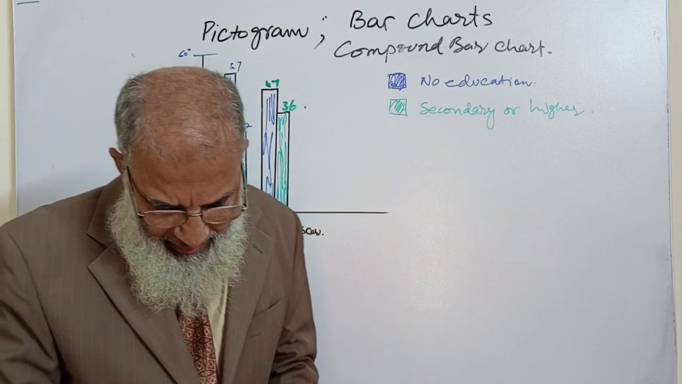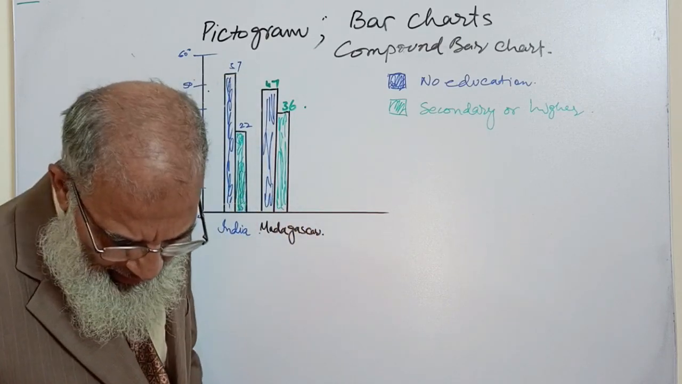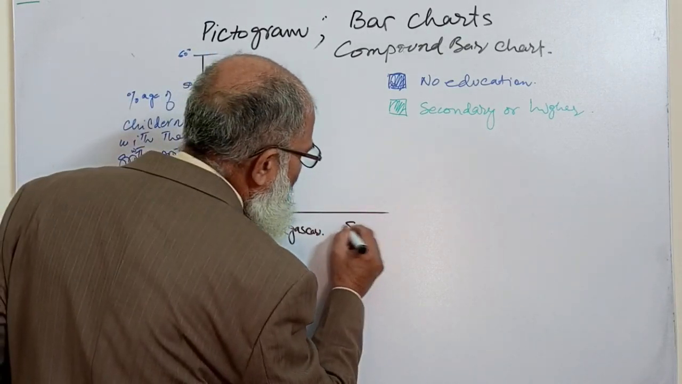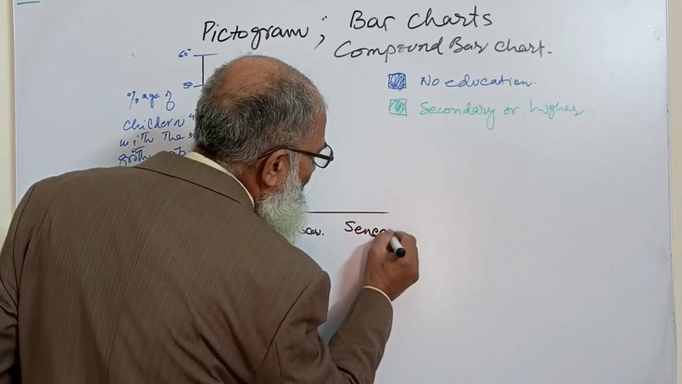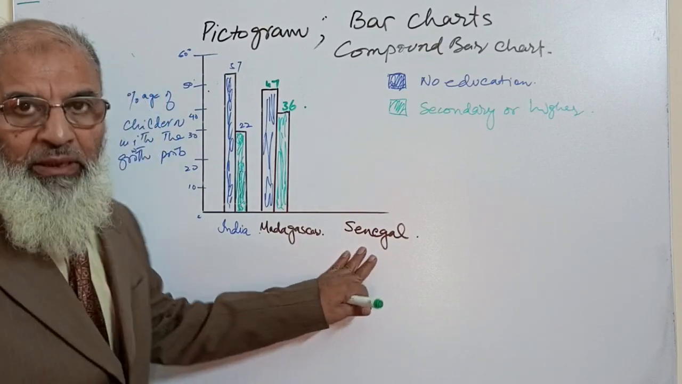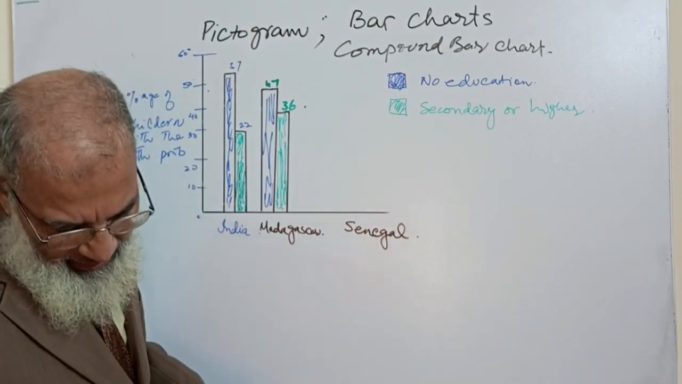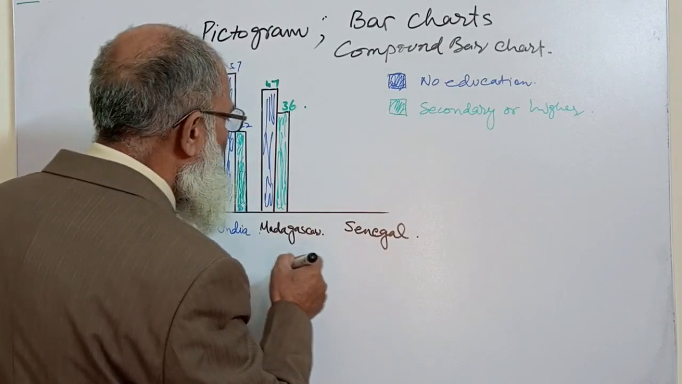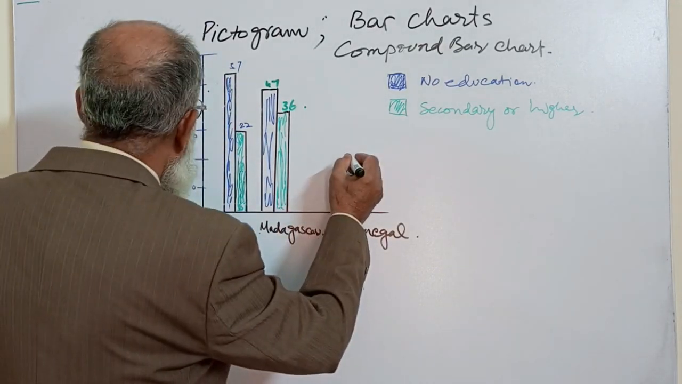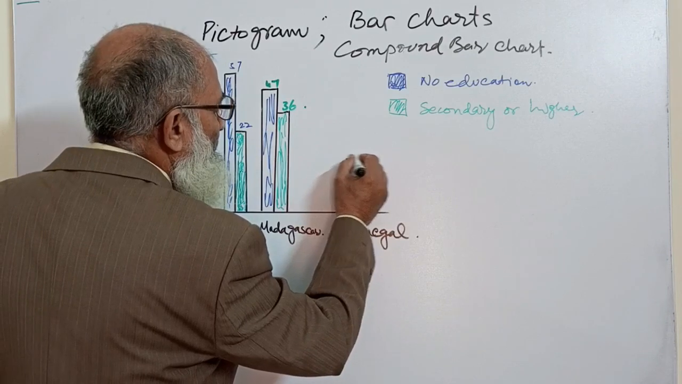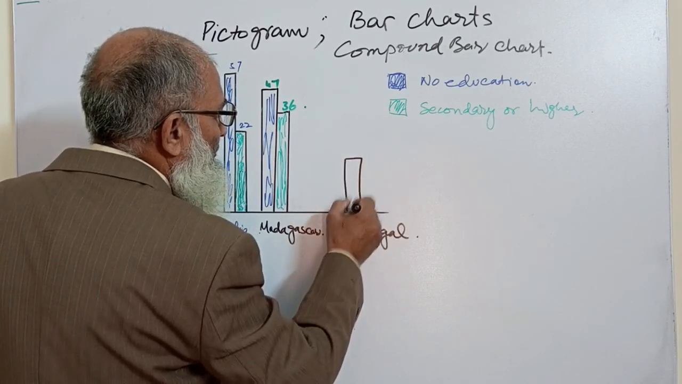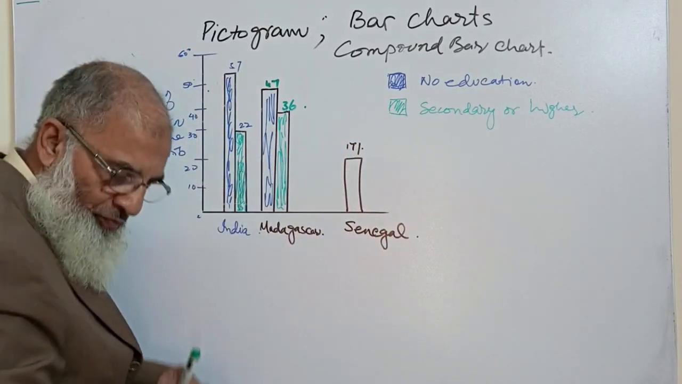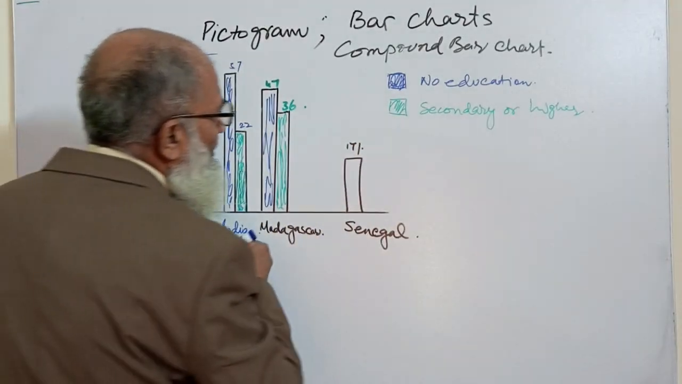There is one more example. If I draw the last one over here, that is Senegal. Now this is the last one in this week. I have left some four countries. Now it is 17% over here. 17% of the blue.